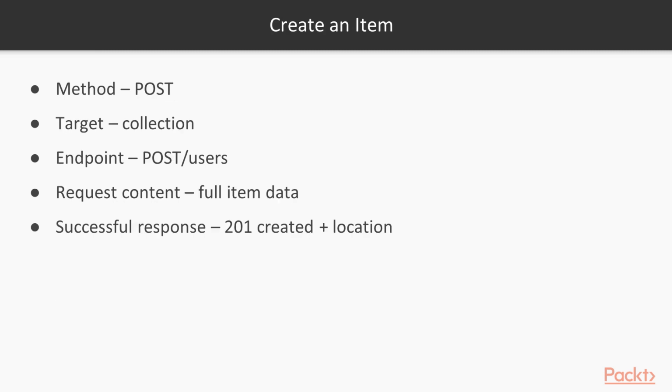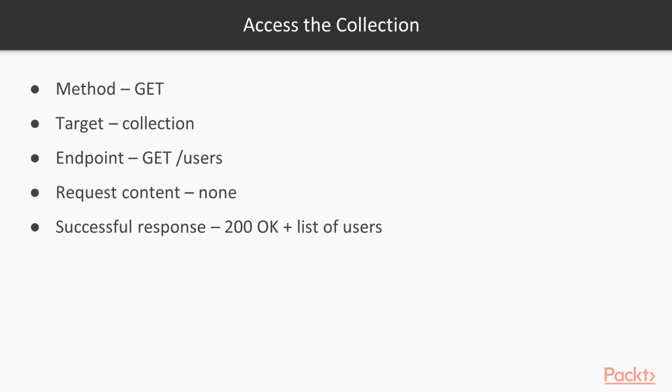To create a document, we should use the POST method to the resource URL. The content of the document should be a properly formatted item. In the case of success, our API returns the status code 201 and a header with the location for the created item. To access the collection and retrieve the list of available documents, we use the GET method on the resource URL. The response should be the list of items and the status code 200, signifying a successful operation.